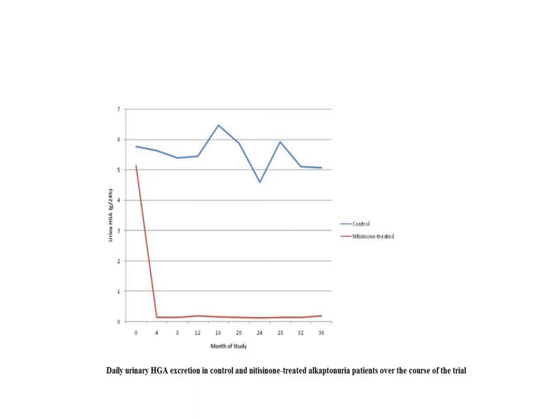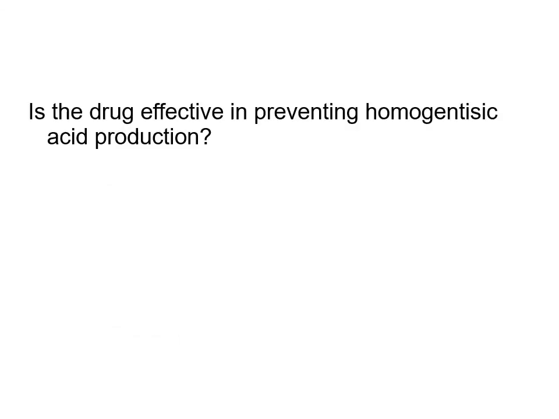quite a long study. The important part here is the red line on the graph, where people that began the treatment started off with high levels of homogentisic acid in their urine, but within a few months of treatment or of taking this drug, it went down to a normal, really wild-type level. So clearly this drug does definitely decrease the accumulation of homogentisic acid in the body, which is a good thing. Okay. So the drug, you can tell from the data, is effective in preventing homogentisic acid production, which is what we're trying to do.